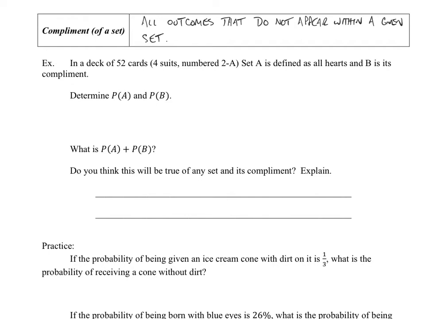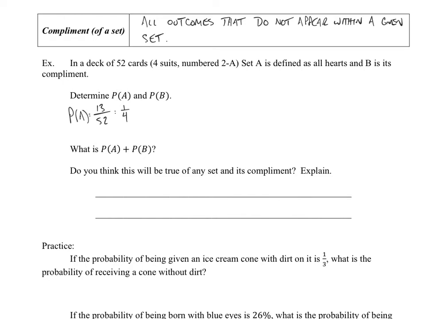So all hearts. Well, we know that there are 4 suits, so there are going to be 13 cards that are hearts out of the 52 in the deck, which ends up being 1/4. All right, so that's the probability of A. And I'll just write that off to the side here.